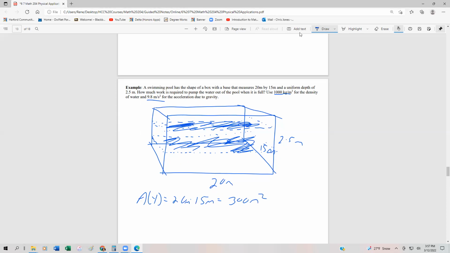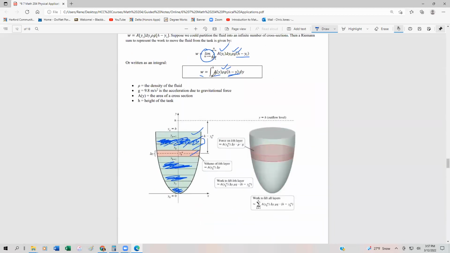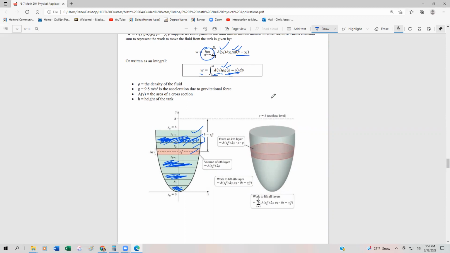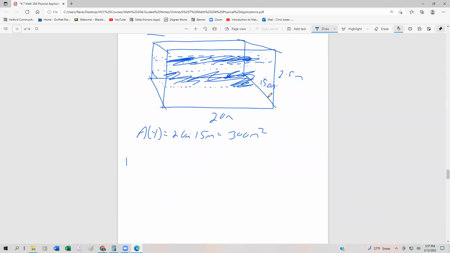And if we go back up to our formula, all right, so we need the area, we need the density, we need the gravity, and then the height minus y. And I think we have all those things. Okay, so if we have that the work is equal to our integral from 0 to h of A of y, rho is our density, g is our gravity, (h minus y) dy. We know that the density is 1,000. We know that the gravity is 9.8 meters per second squared. We know that the height is going to be 2.5 for this. All right, so given all of that, at this point, it's just substituting.